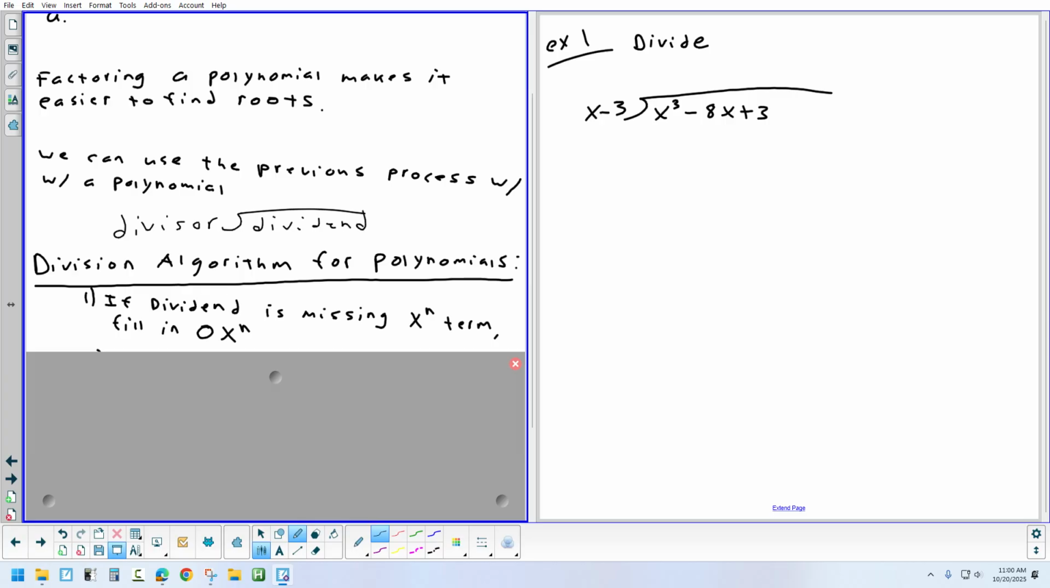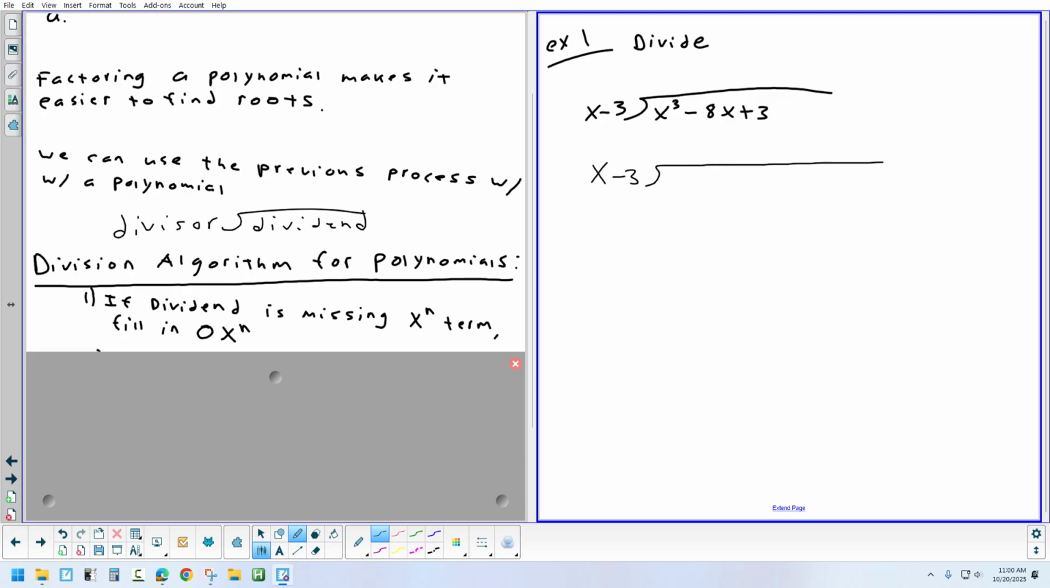If the dividend is missing any terms, you have to fill in zeros. What do I mean by missing? Look at your highest exponent. In this case, it's 3. We need every term from an exponent of 3 down. Am I missing any terms in my dividend? Yeah, I'm missing the x squared term. So we're going to fill in a 0 for that.